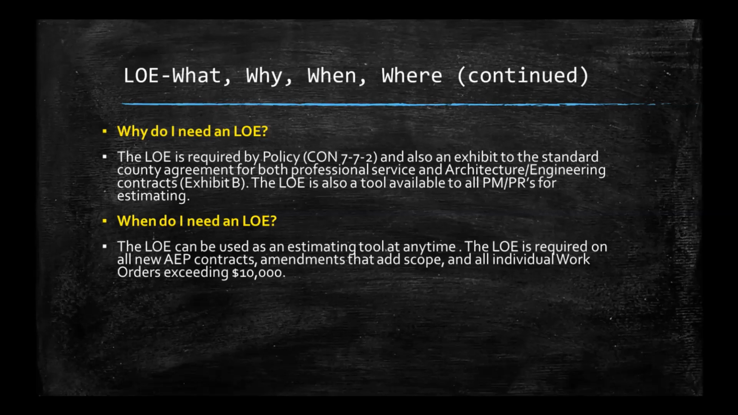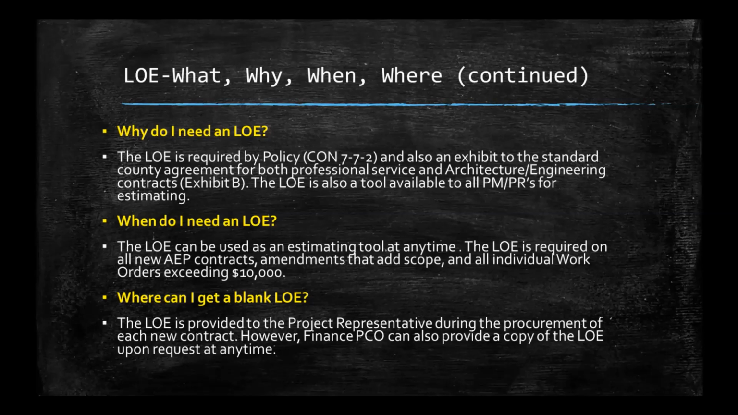When do I need an LOE? The LOE can be used as an estimating tool at any time. The LOE is required on all new architectural engineering and professional services contracts, amendments that add scope, and all individual work orders exceeding $10,000. Where can I get a blank LOE? The LOE is provided to the project representative during the procurement of each new contract. However, Finance PCO can also provide a copy of the LOE upon request at any time.